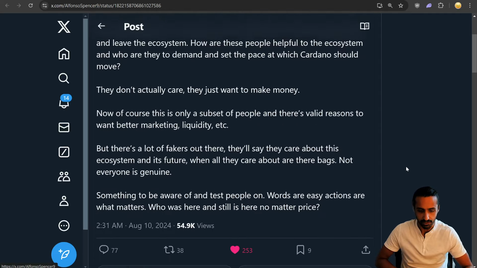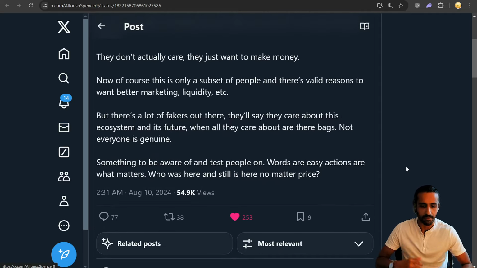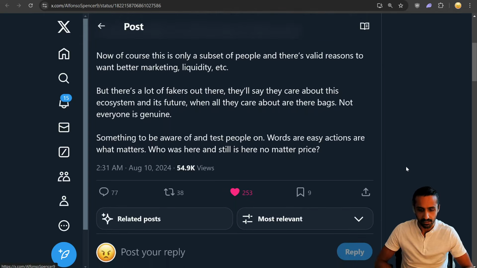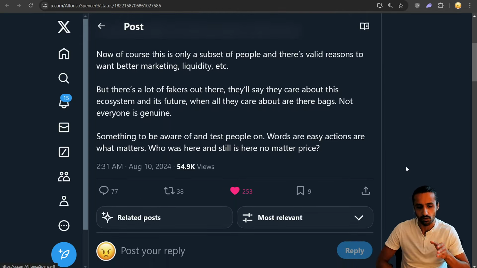I mean, that's reasonable. They don't actually care. They just want to make money. Now, of course, this is only a subset of people, and there's valid reasons to want better marketing, liquidity, etc. But there's a lot of fakers out there. They'll say they care about this ecosystem and its future when all they care about are their bags. Not everyone is genuine. Something to be aware of and test people on. Words are easy, actions are what matters. Who was here and still is here no matter the price?